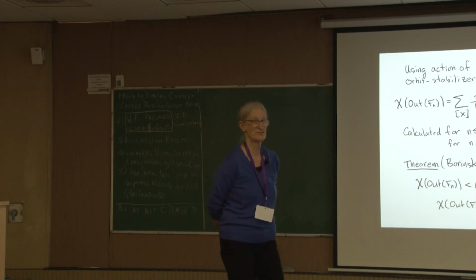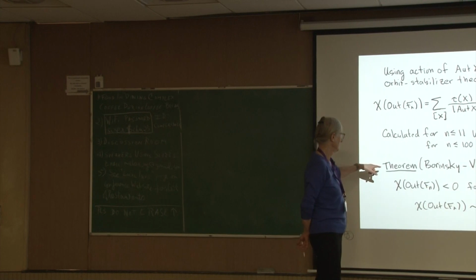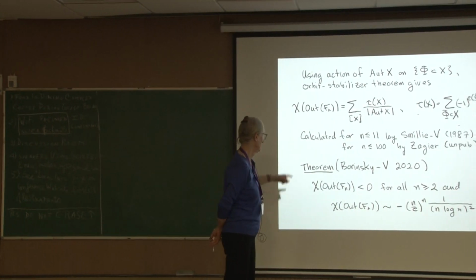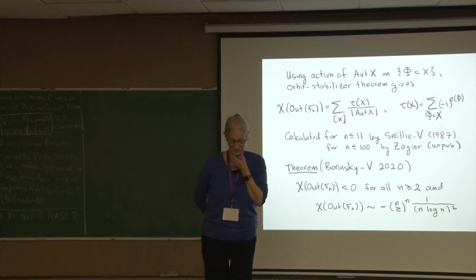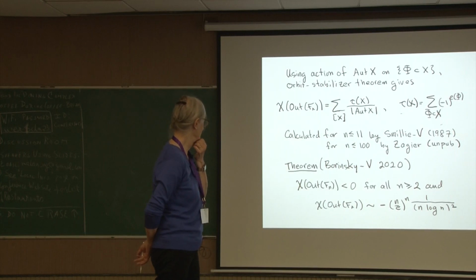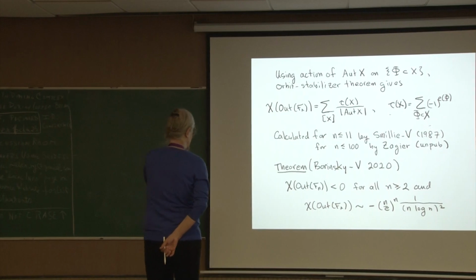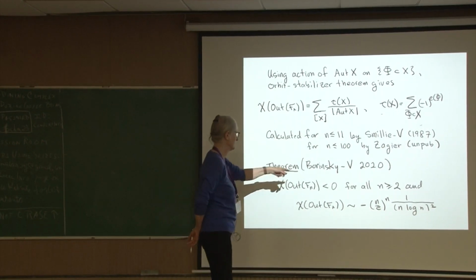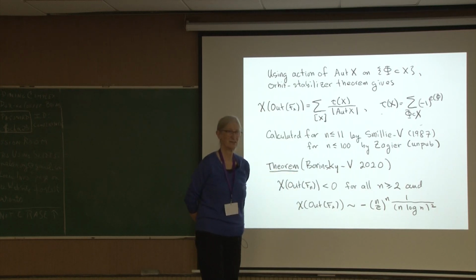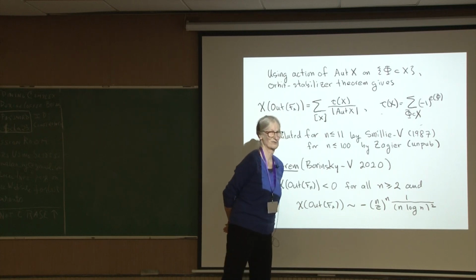We couldn't prove either of those statements until I met a physicist, Michael Borinsky. In 2020, we used some graph counting methods that he was using to count Feynman diagrams to prove that the Euler characteristic is always negative, and that it's asymptotic to n over e to the n times 1 over n log n squared.